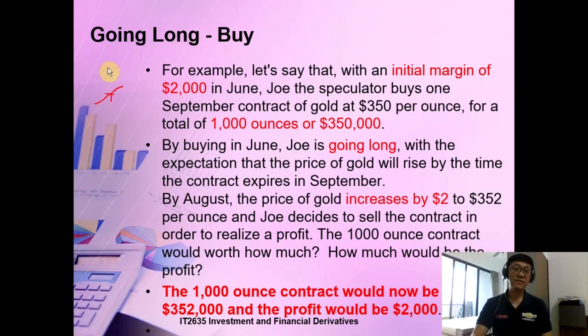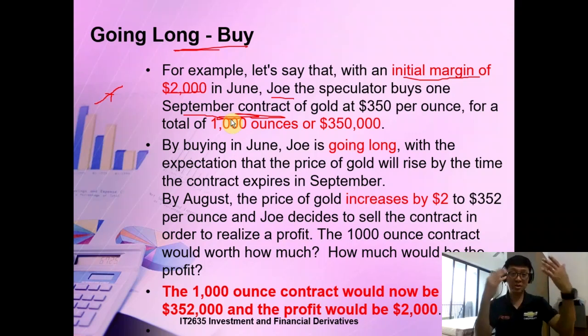Here we have going long, which is to buy, and now we use the margin. So we have an initial margin of 2,000, and Joe speculates to buy a September contract. Like I said, futures have different contracts: September, October, December, up to you. It's all listed on the futures exchange where you can choose which one. Then you bet on a certain month of the gold price, like in this case, the gold price in September, that you're betting on in the future.